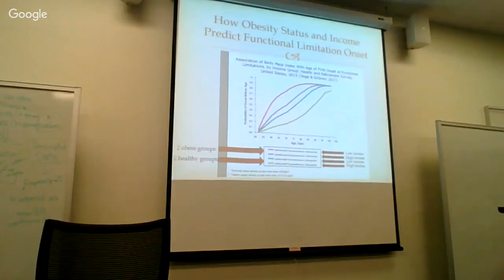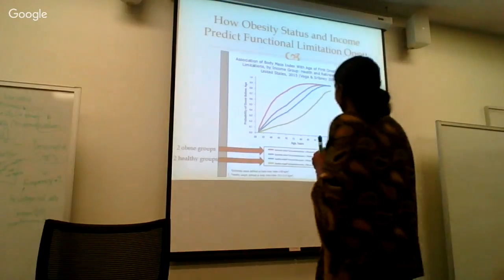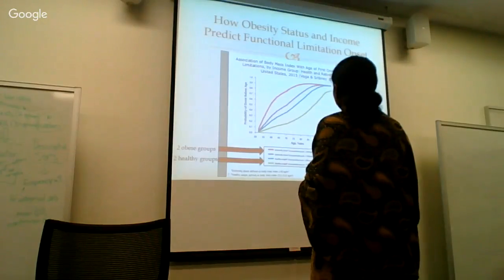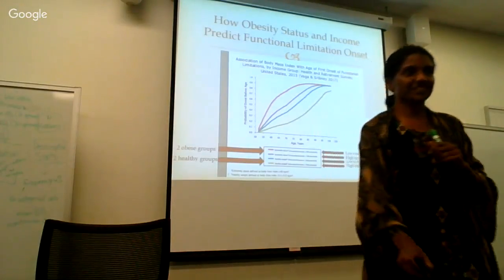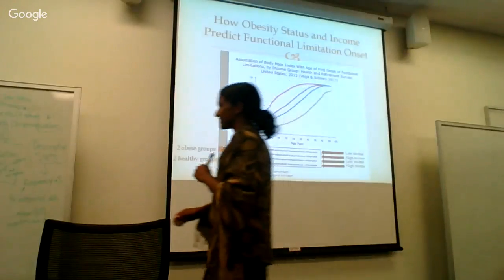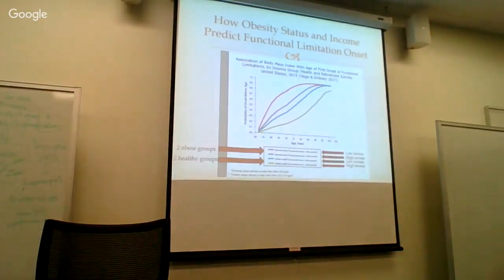All right. If I was an artist, those would look like lips there. Okay, so, how obesity status and income predict functional limitation onset. I thought it was a cool depiction. I gave you this handout and asked you to answer a few questions about it. Let's see if I have a copy for myself, because I forgot what I wrote. Anybody have an extra copy? Oh, you do. There you go.